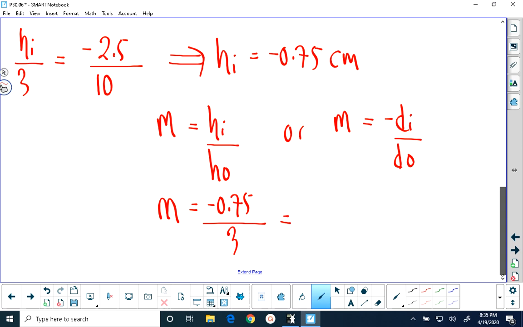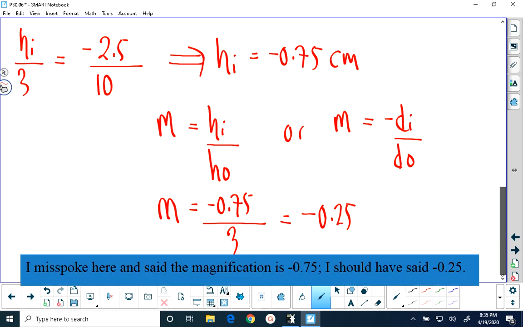By my count, that gives me negative 0.25. And magnification has no units because we took negative 0.75 centimeters divided by 3 centimeters, and the centimeters cancel. So what does this tell us? It tells us that since the magnification is negative 0.75, it's a real image because the magnification is negative, which means it's inverted. And the height of the image is only 25% what the height of the object is.